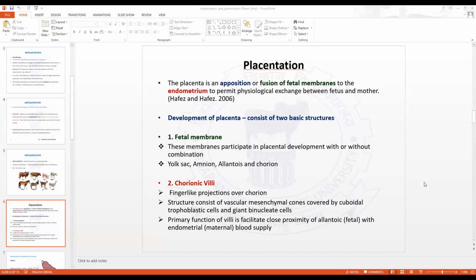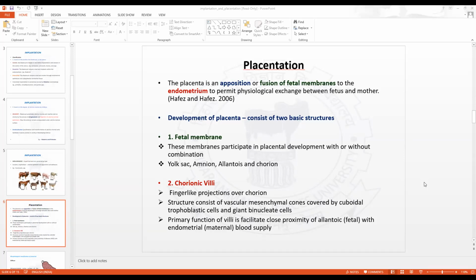So for any projection or for any such kind of structure, finger-like or cone-like or spike-like, you name it, there should be one basic core structure, and over it some other thing will be, because all the villi or all these projections are meant for any absorption kind of thing. आपने डाइजेशन में सुना होगा बहुत सारा विलाई और बहुत सारी चीजें. तो यहाँ पर भी, this chorionic villi is different from others.